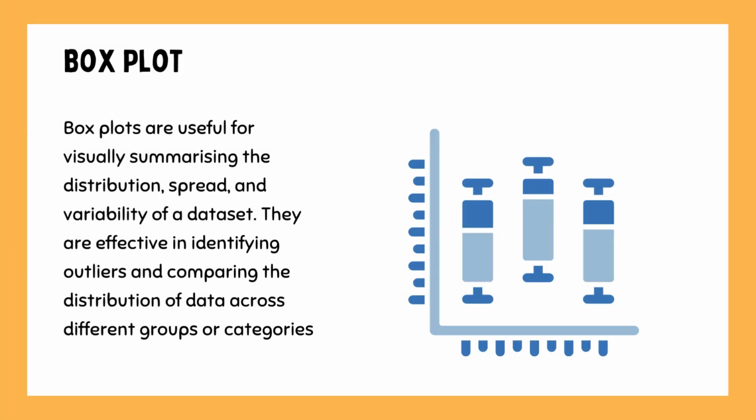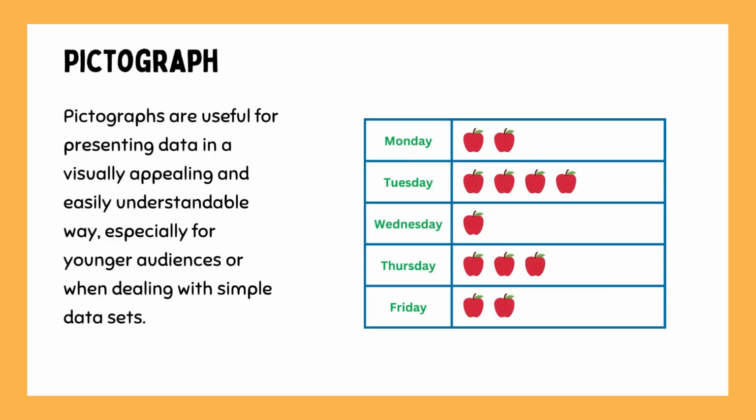Box plots are useful for visually summarizing the distribution, spread, and variability of a dataset. They are effective in identifying outliers and comparing the distribution of data across different groups or categories. Pictographs are useful for presenting data in a visually appealing and easily understandable way, especially for younger audiences or when dealing with simple data sets.